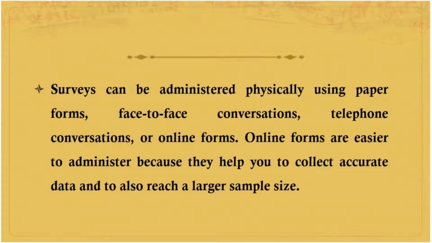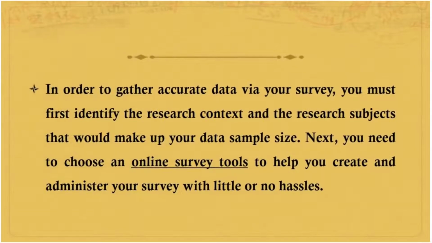Surveys can be administered physically using paper forms, face-to-face conversations, telephone conversations, or online forms. Online forms are easier to administer because they help you to collect accurate data and to also reach a larger sample size. In order to gather accurate data via your survey, you must first identify the research context and the research subjects that would make up your data sample size. Next, you need to choose an online survey tool to help you create and administer your survey with little or no hassles.